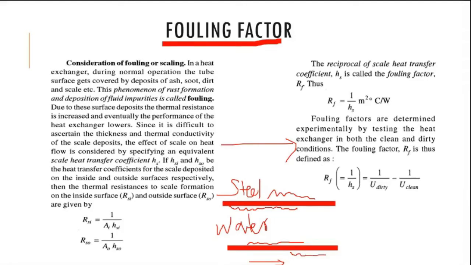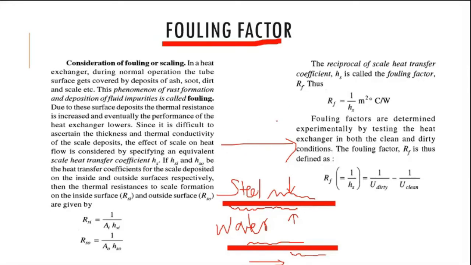Since some deposition is taking place on both sides of the pipe or tube, the net resistance of the pipe is going to change, or the overall heat transfer coefficient is going to change. So in order to consider this deposition on either side of the tubes, we consider something called the fouling factor. We can add some resistance to the overall heat transfer coefficient value, and that accounts for this deposition.